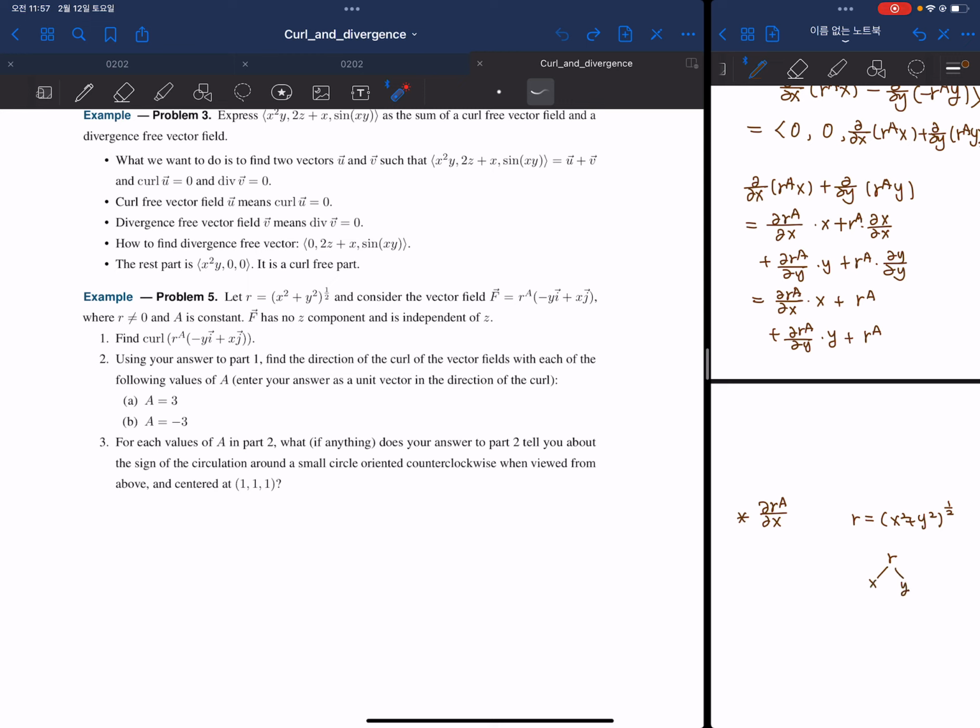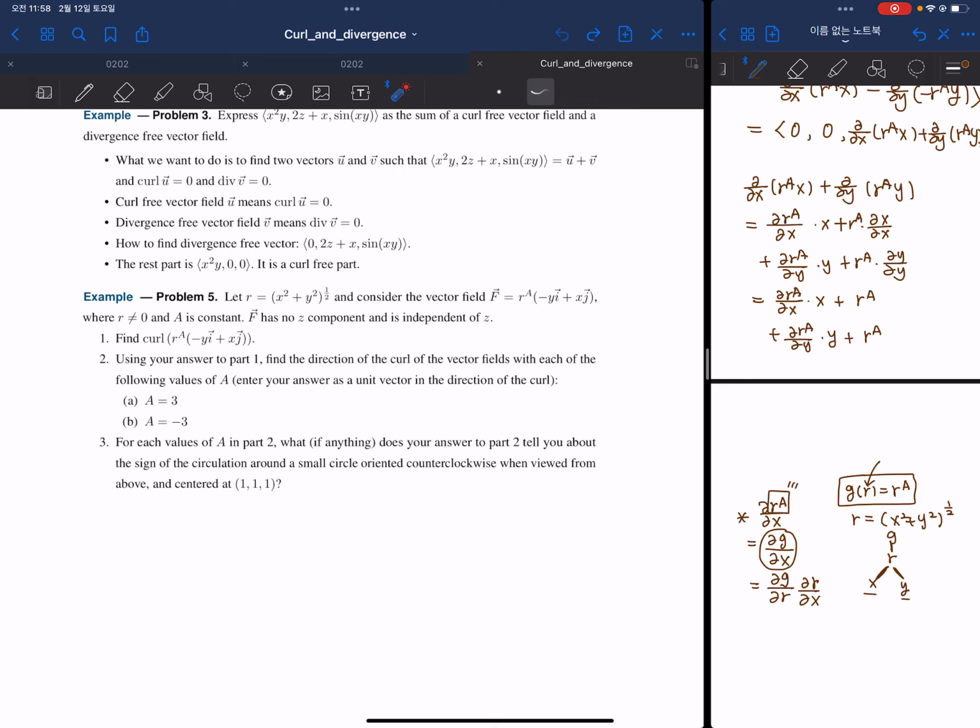And then what we want to differentiate is the function r to the a. Let's say g of r is r to the a. What we want here is dg/dx, because we said g of r looks like this. So our g is a function of r, and r is a function of x and y. So dg/dx, by the chain rule, is dg/dr times dr/dx.